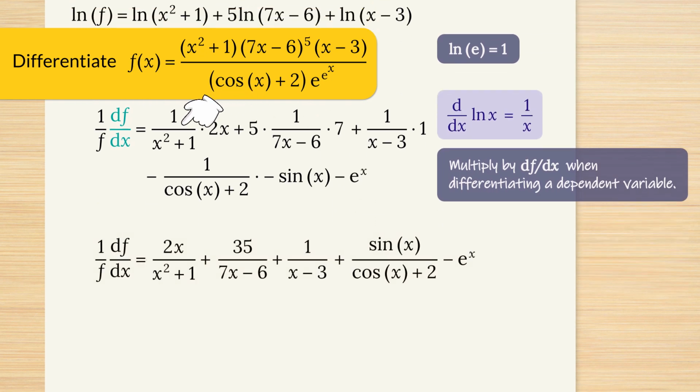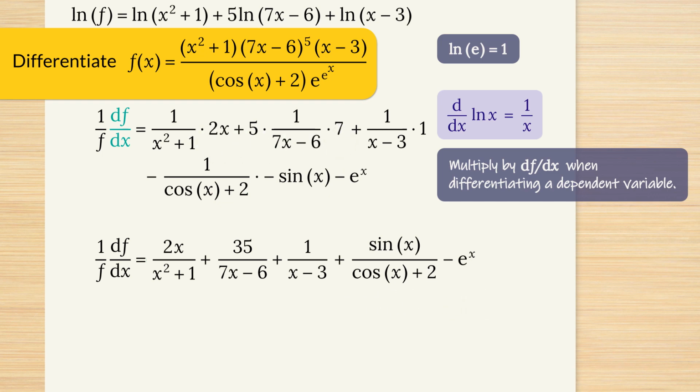Put the 2x on top of x squared plus 1. 5 times 7 is 35. That 1 isn't necessary. These two negatives cancel to become a positive. Sine goes on top of cos x plus 2, and minus e to the x stays as is.